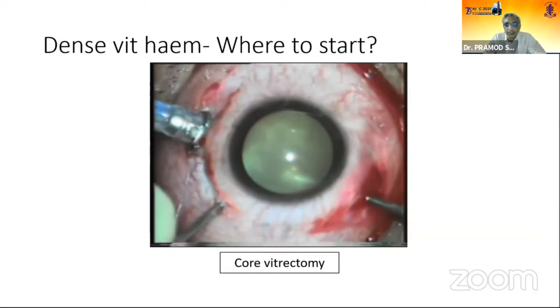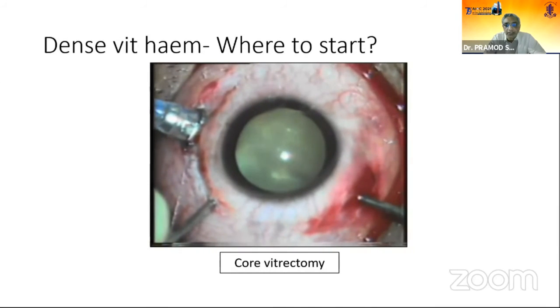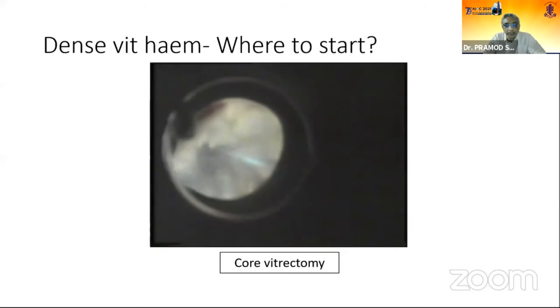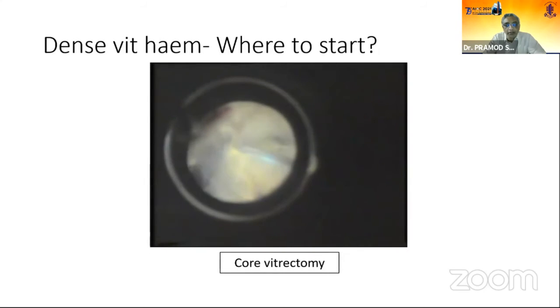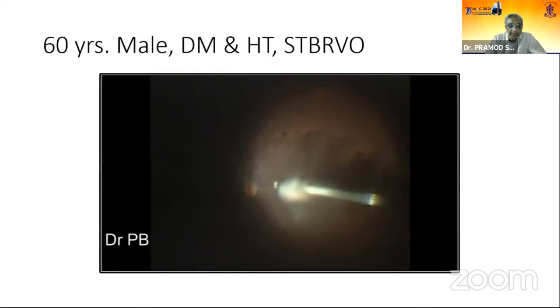Generally, typically you see reasonably dense vitreous hemorrhage, but visibility is not compromised. You just start near the sclerotomy and then slowly move forward. And as you go beyond, this is another case by case we'll go through.